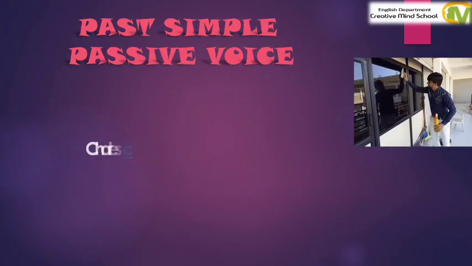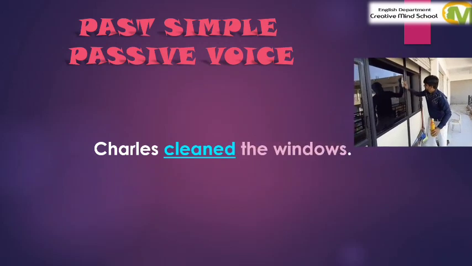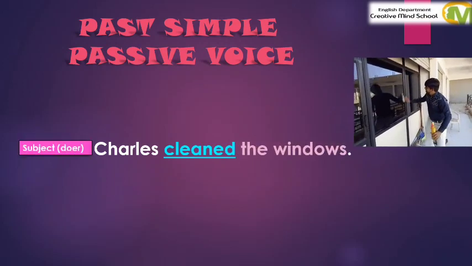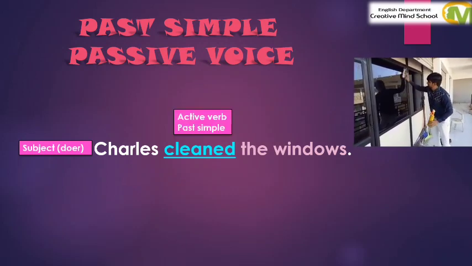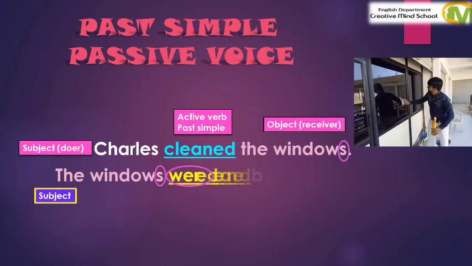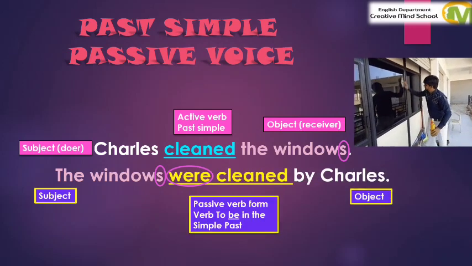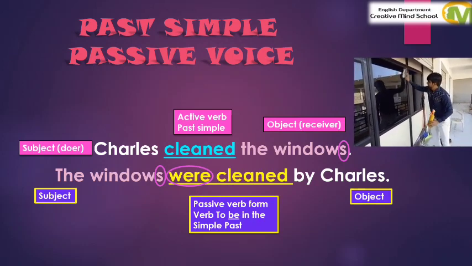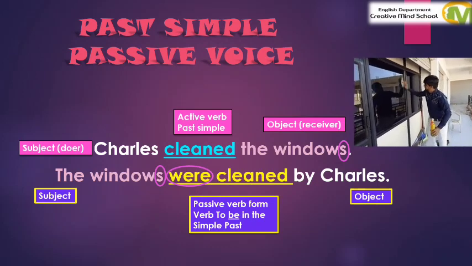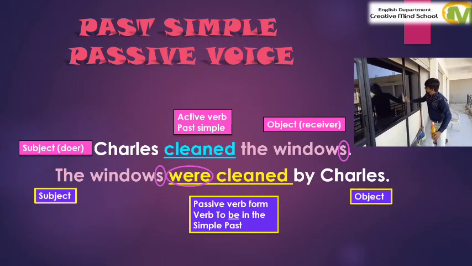Here is the example. Charles cleaned the windows. Charles is the subject. Cleaned is the active verb in past simple. The windows is the object. And to change into passive voice, we start with the object to be subject, the windows, and note that the windows is a plural noun, so we use the proper form of verb to be in the past simple. We say the windows were cleaned. Cleaned is the past participle of the verb clean. By Charles comes at the end of the sentence as an object.